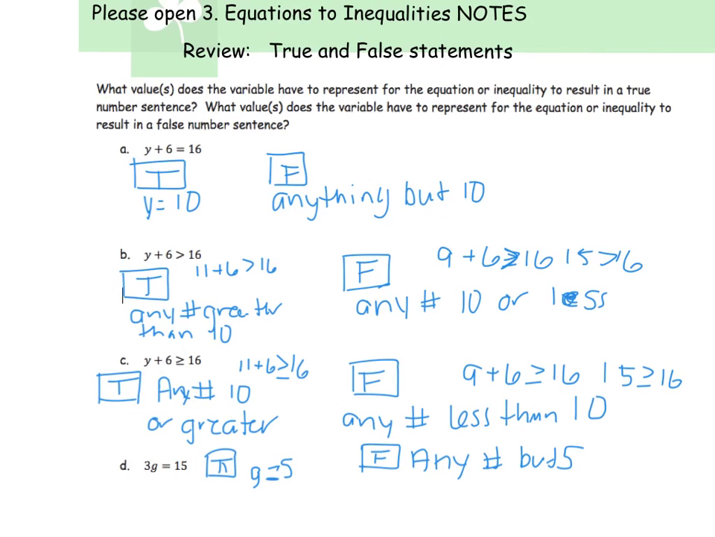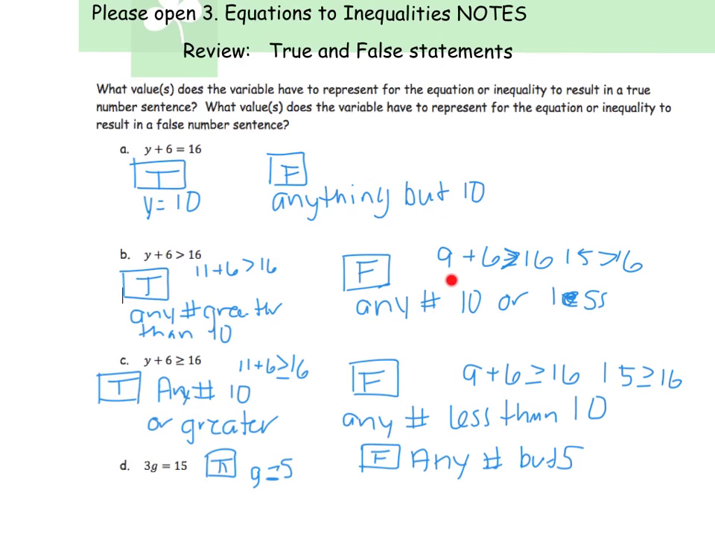For inequalities, it's a little bit more difficult. So we can think, if we put a 10 in here, 10 plus 6 is not greater than 16. So it has to be any number greater than 10. So I proved it here, 11 plus 6 is 17, which is greater than 16. So to be true, it has to be any number greater than 10. To be false, it's any number 10 or less.